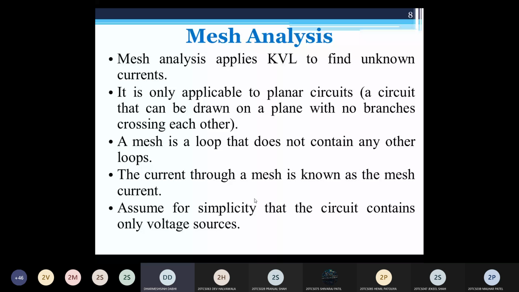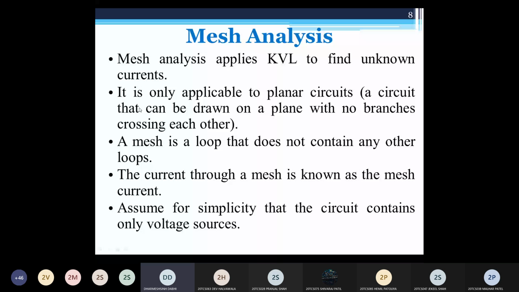Yes, anyone? To find the unknown current. Value of unknown current. Yes, very good. So find out the unknown current in your closed path, closed circuit. Clear? So mesh analysis, we apply the KVL to find out the unknown current. And it is only applicable to the planar circuit.